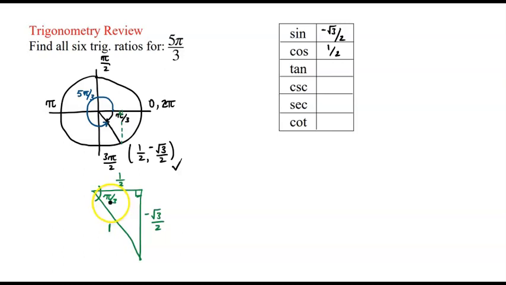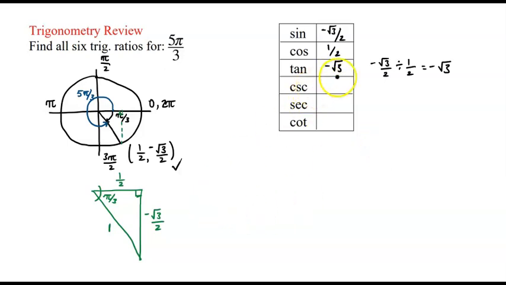Our tangent is going to be the opposite side over the adjacent. So we need a little more work here: negative √3 over 2 divided by 1/2. When I take negative root 3 over 2 and divide by 1/2, I'm multiplying that by 2 over 1, because we remember fraction division is multiplying by the reciprocal. So times 2 over 1 gives me negative root 3. So our tangent is negative root 3.